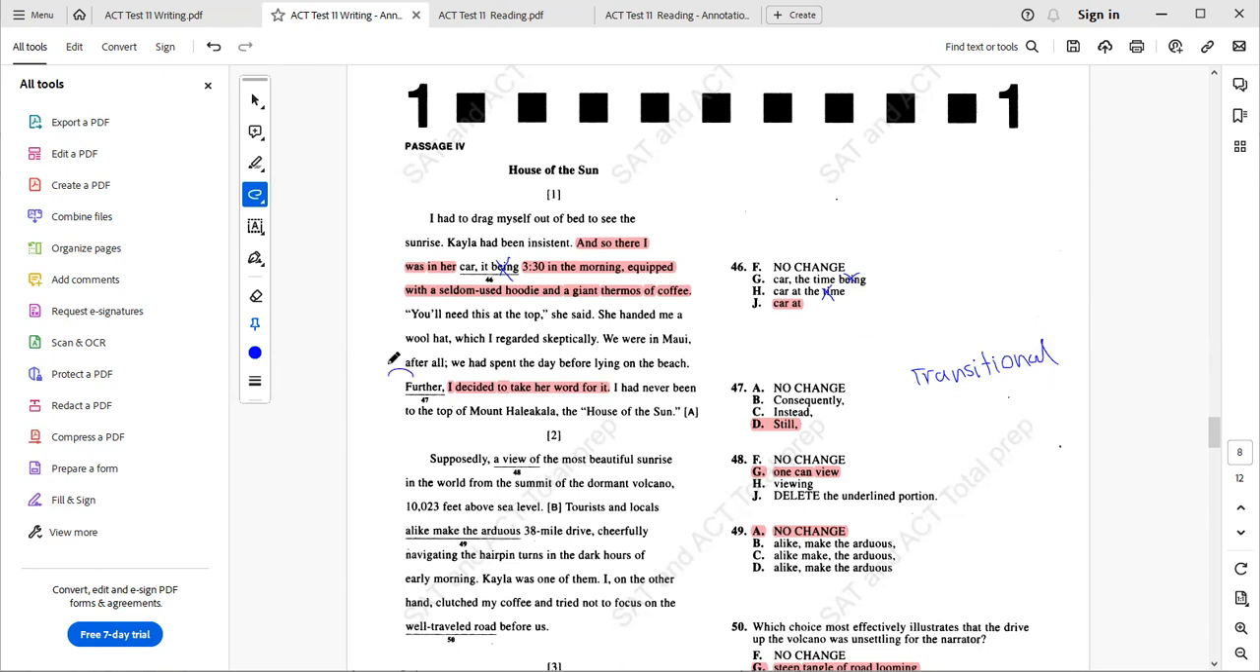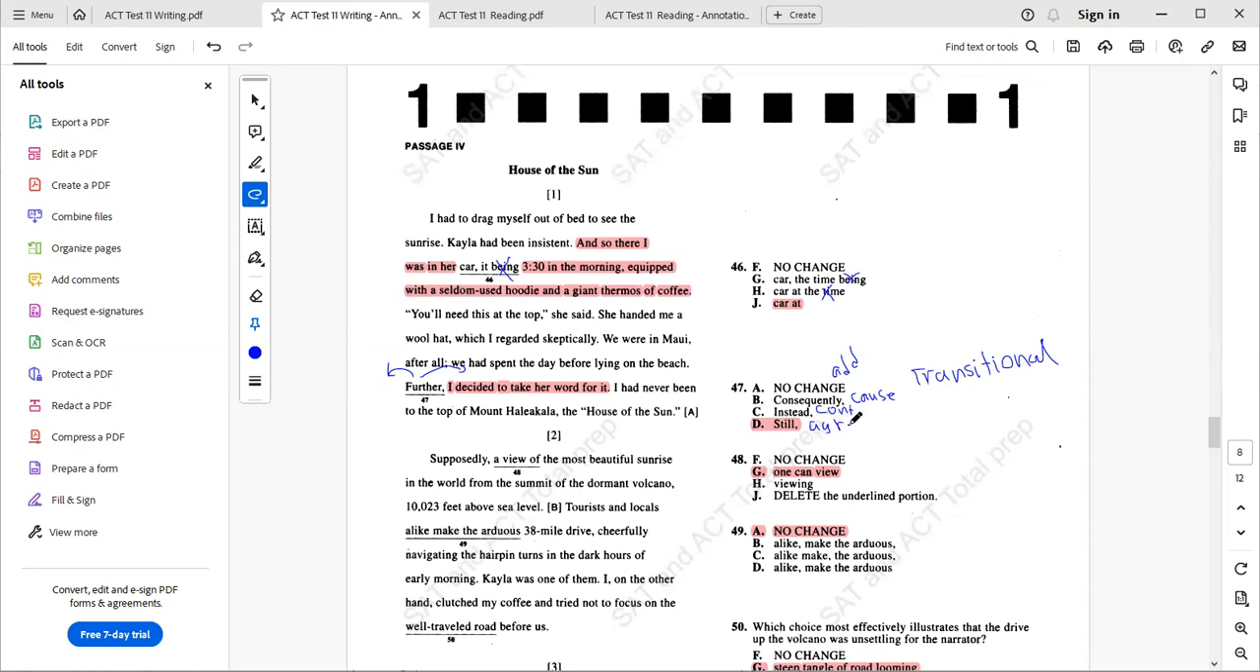So we have to look before and after, but before we have to find the function. Further addition, it adds information. Consequently, cause and effect. Instead, so contradiction. Still, here he said further addition. Still, so agreement.